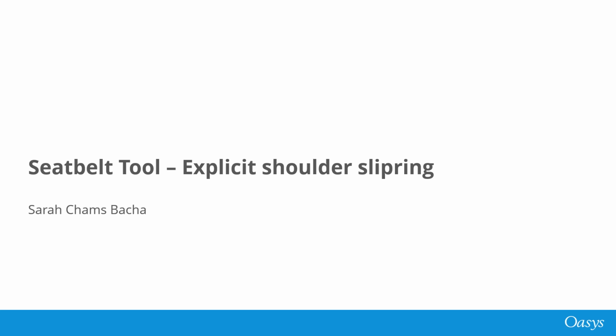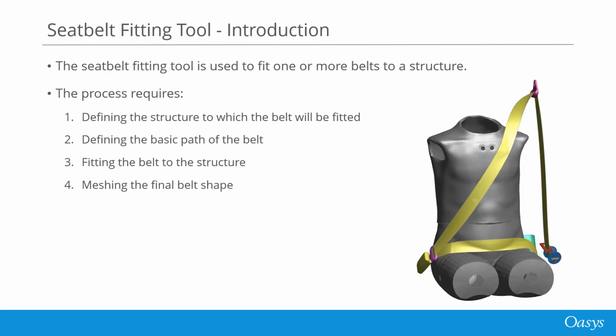I'm going to talk through the new explicit shoulder slip ring feature added in Oasys Primer version 20. The seatbelt fitting tool is used in Primer to fit one or more belts to a structure. In brief, the process requires defining the structure entities to which the belt will be fitted, defining the basic path of the belt with the desired properties, fitting the belt to the structure, and meshing the final belt shape.